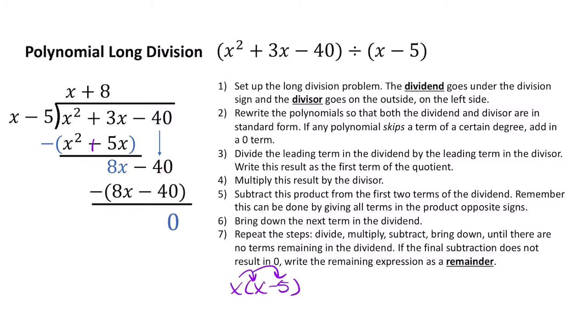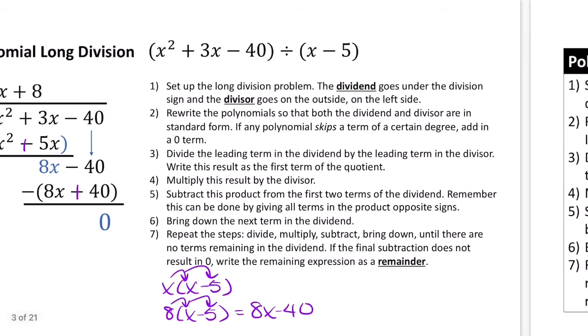So we look once again at the first term. We do 8x divided by x, which gives us plus 8. And then we have to do 8 times x minus 5. When we distribute that 8, that's going to give us 8x minus 40. So now we're going to write that 8x minus 40 here, and then we're going to subtract that. Remember, that's going to involve switching all the signs. So I'm going to switch this to a minus 8x, and this is going to become a plus 40. When I combine these terms, I get 0, so that's why I have a remainder of 0 in this problem.